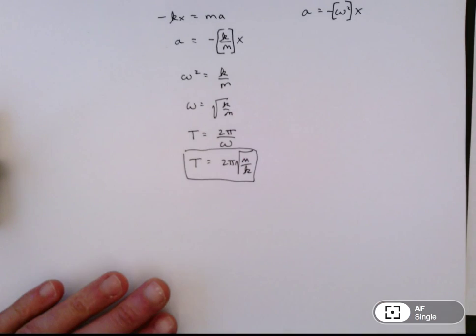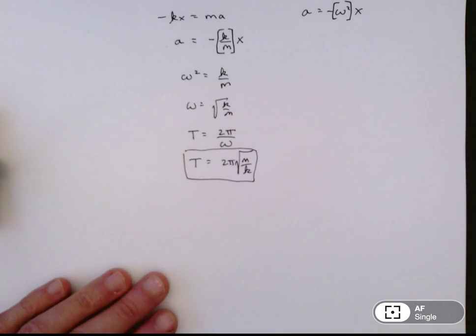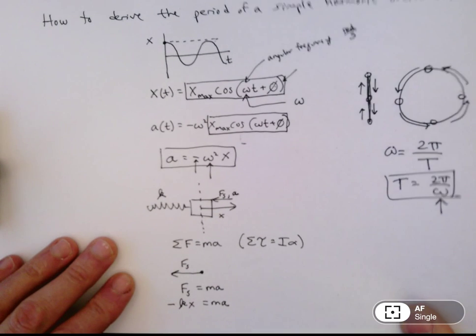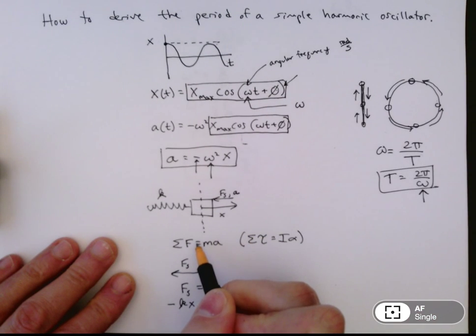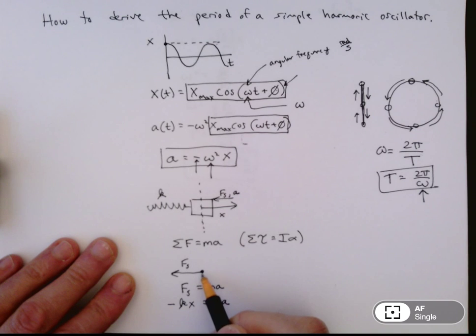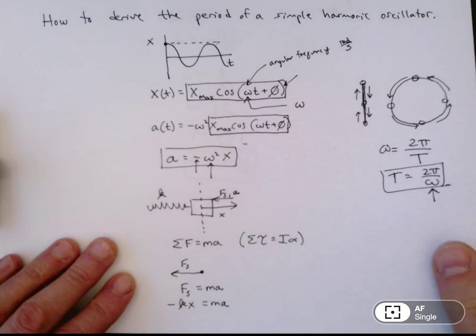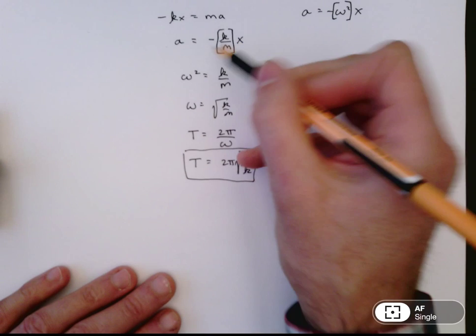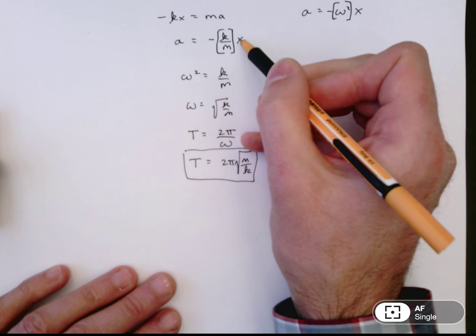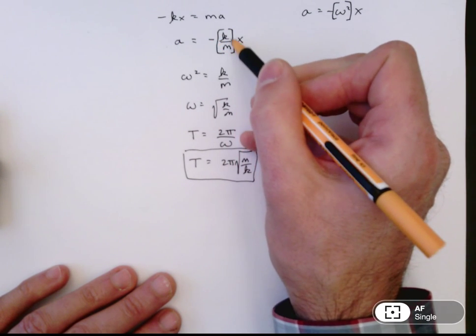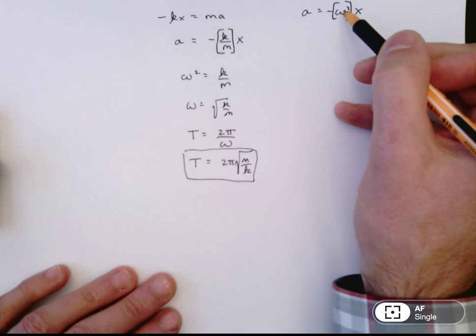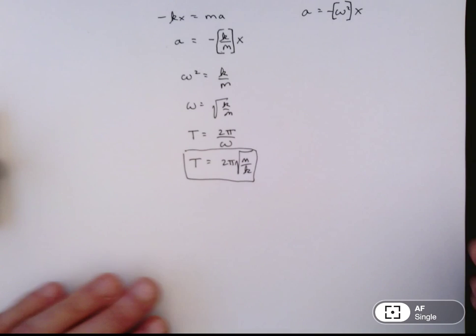So just to repeat what you do there, number one, start with net force equals ma. Draw a free body diagram so you know what the force is. Then find a way to replace that force with something that has x in it. And then rearrange the equation so that a is by itself on one side, x is on the other side, and whatever the coefficient of x is, that's what omega squared is equal to. All right, same process every time.